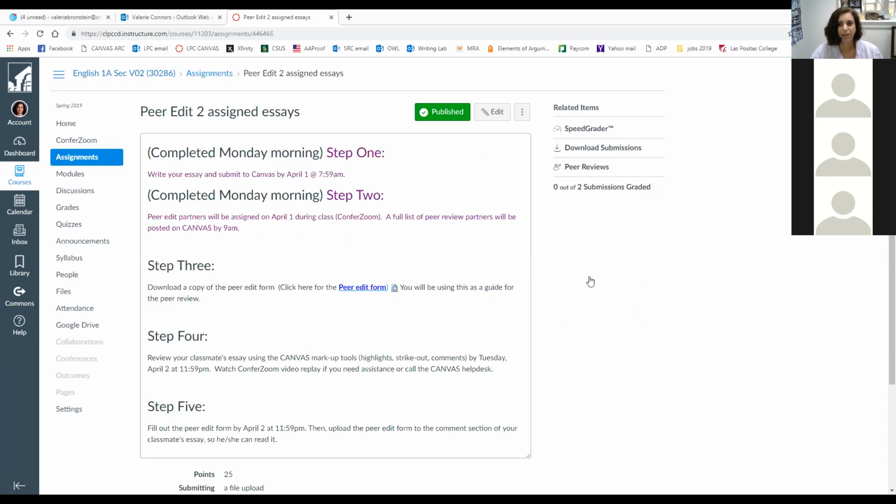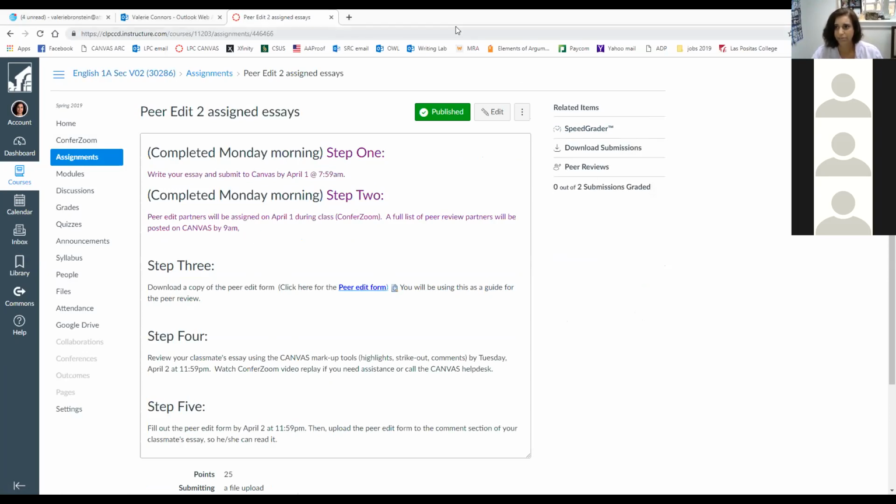You'll see under Peer Edit 2 assigned essays that we've done step 1, you've turned in your essay, and we've done step 2, I've assigned everyone peer edit partners. Once again, on your screen, it might look a little different than mine, but over on the right-hand side, you probably will see a place that'll say Jaden's name and Danielle's name.